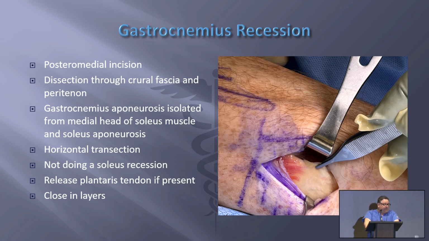So once again, gastrocnemius aponeurosis is isolated, and underneath it is typically the medial head of the soleus muscle, horizontal transection. What you want to be careful of is when you get in there and you see this nice glistening aponeurosis that you're not staring at the soleus aponeurosis and you do what's called the soleus recession. It's not going to hurt anything, but it doesn't really help anything. And if you encounter the plantaris tendon, it helps to transect this as well, and you close in layers.